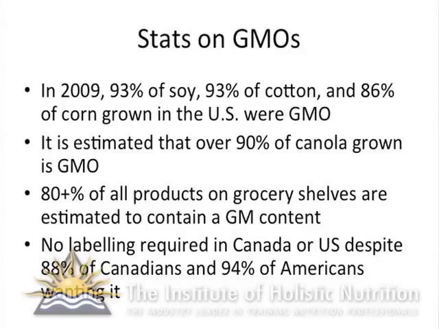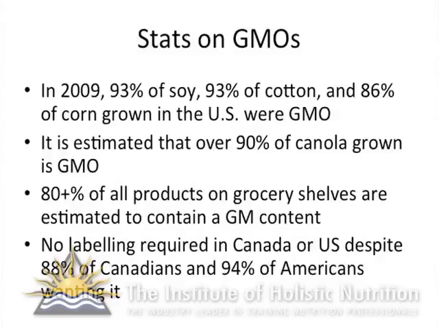Over 80% of the products on our grocery shelves are estimated to contain some sort of genetically modified content. I put a plus there because that's a really hard thing to gauge. That is really because corn, soy, and sugar are in a lot of our foods. And that's something we talk about here at the Institute of Holistic Nutrition: in processed foods, it sort of comes down to eating more whole foods where there's no ingredient list, because these things really do end up in our foods.